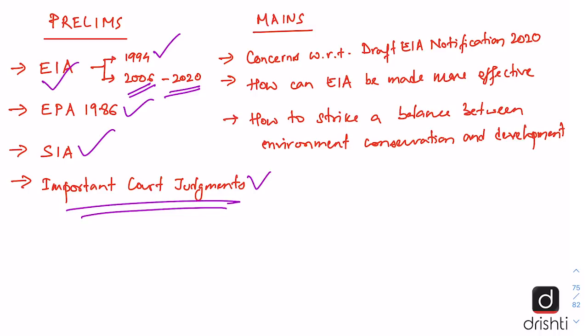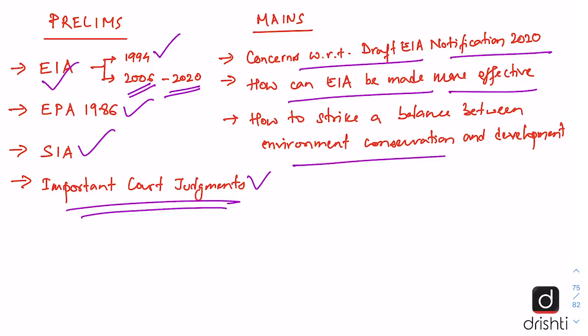In mains, the questions can be about concerns with respect to the draft EIA notification 2020. Also, a question can be asked on how EIA can be made more effective. So you can provide some suggestions. And finally, a question can be how to strike a balance between environmental conservation and the need for development.